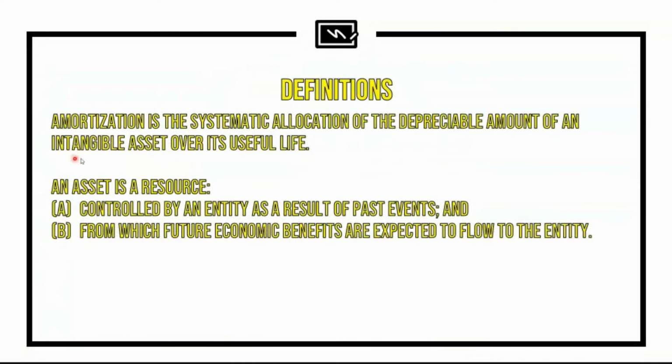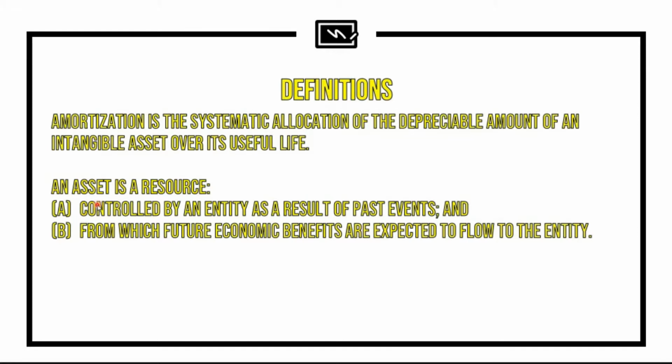So the first item, because this is alphabetical, is the definition of amortization, which is basically the same as depreciation. Okay? But because this is talking about intangible asset, we cannot generally depreciate something that has no physical substance. So, we're going to use the term amortization, which is allocation of the depreciable amount of an intangible asset over the useful life.